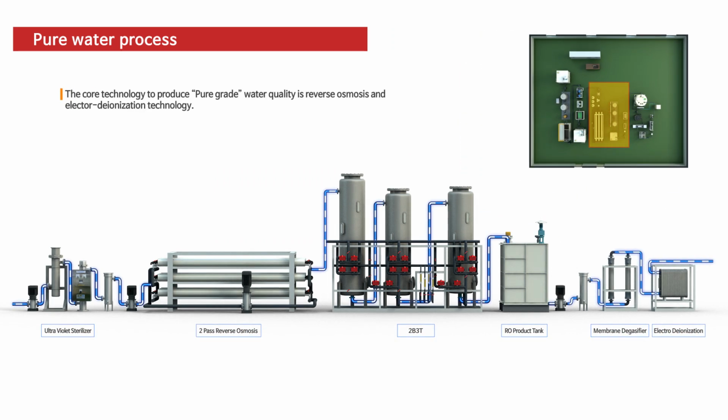The pure water process is the most core phase to produce ultra-pure water. The core process of producing pure water used to use an ion exchange resin tower in the past, but recently reverse osmosis technology and electrodeionization technology are widely used, thanks to research and development.